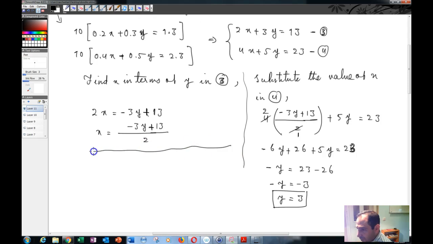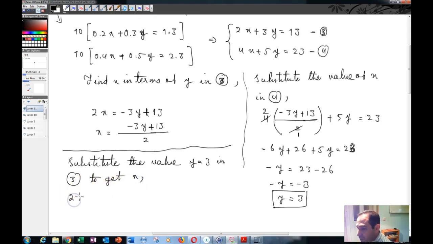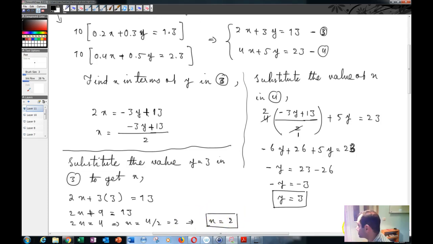So now you can use, for example, you can basically substitute the value y is equal to 3, for example, in 3, to get the value of x. In that case, 2 times x plus 3 times 3 is equal to 13, and 2x plus 9 is equal to 13, and 2x is equal to 13 minus 9, which is equal to 4. So x is equal to 4 divided by 2, which is equal to 2. So x is equal to 2. So this was number 4 over here. x is 2, y is 3.